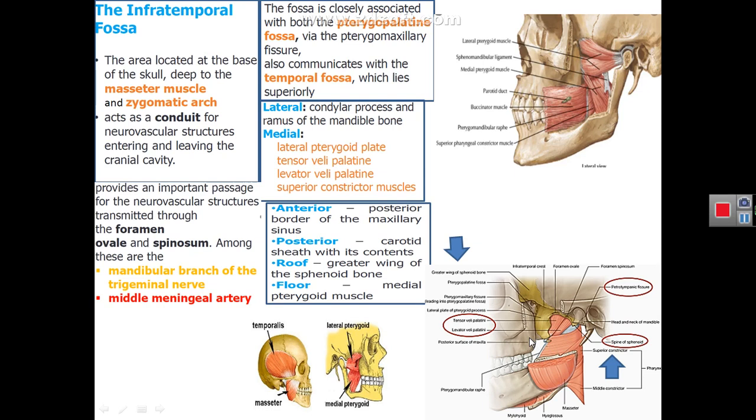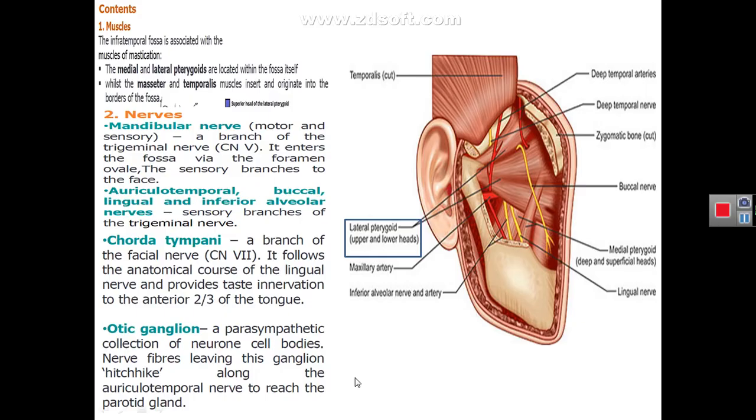Anteriorly, the boundary of the infratemporal fossa is the maxilla bone, while posteriorly it is the carotid sheath. The roof, which is denoted here by the arrow, is the greater wing of the sphenoid, while the floor is the medial pterygoid muscle. You can see that the medial pterygoid muscle is a content of the infratemporal fossa and also its floor. Lateral pterygoid and medial pterygoid muscles are contents, but the medial pterygoid, in addition to being a content, is the floor of the infratemporal fossa.